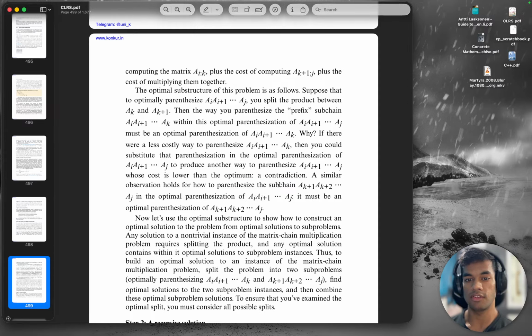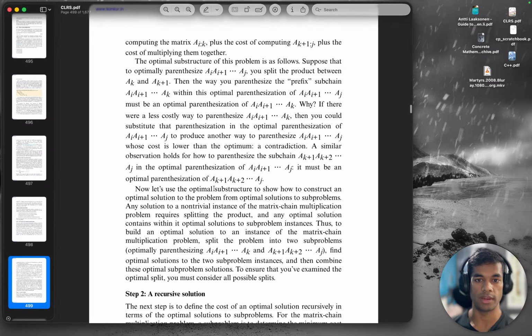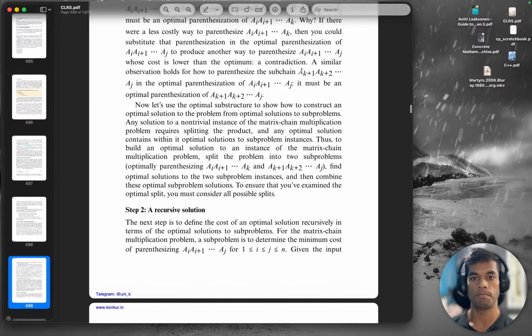That is a very nice method. By contradiction, why should it be optimal? Because if it wasn't, then our overall answer won't be optimal. So by contradiction, we need the subproblems to have optimal answers. A similar observation holds for how to parenthesize the other subchain. By contradiction, we can say the right side should also be optimal.